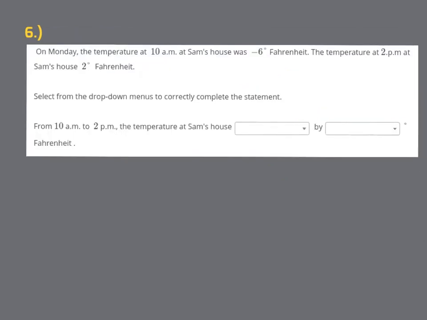On Monday, the temperature at 10 a.m. at Sam's house was negative 6 degrees. The temperature at 2 p.m. was 2 degrees. Now this, of course, says to select from a drop-down menu, which clearly we don't have when I'm doing it here, but we can simply fill in those blanks. It's not that big of a deal here. So we want the drop-down menu to correctly complete the statement.